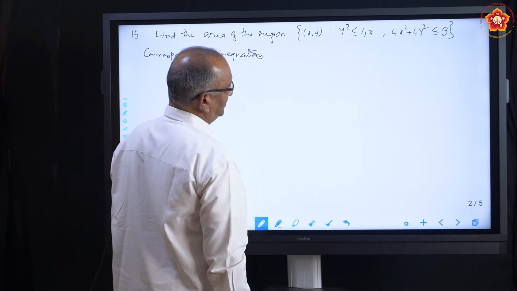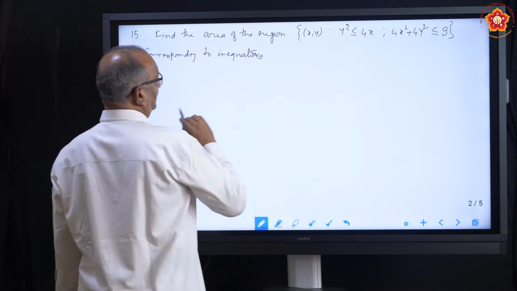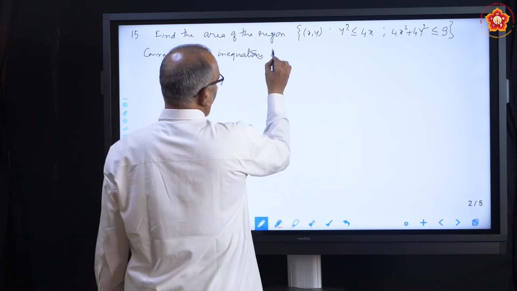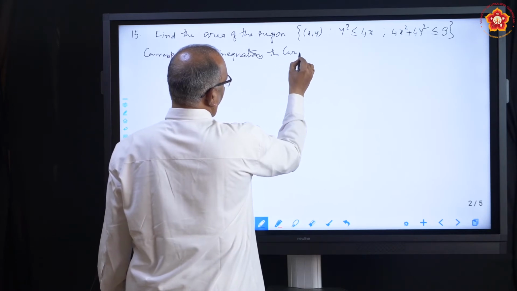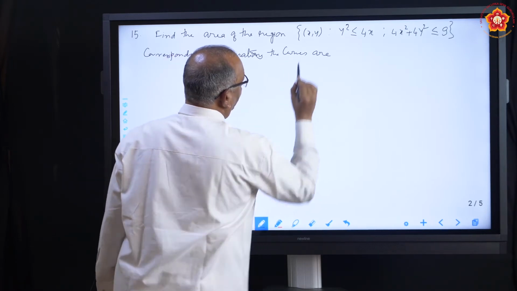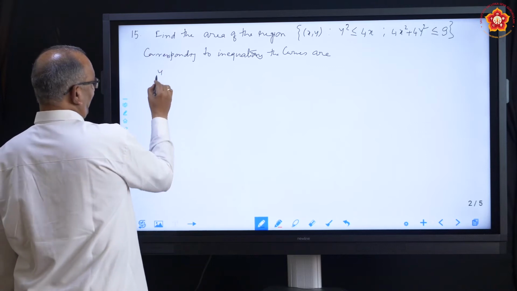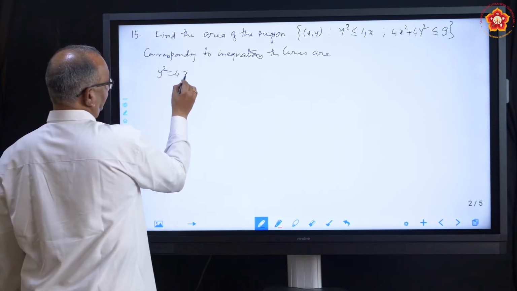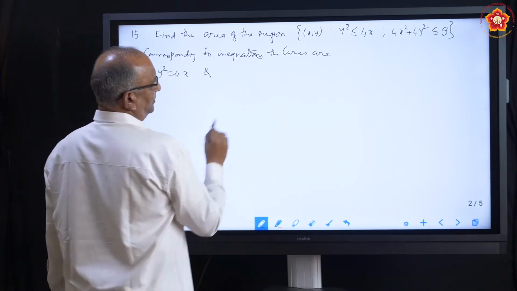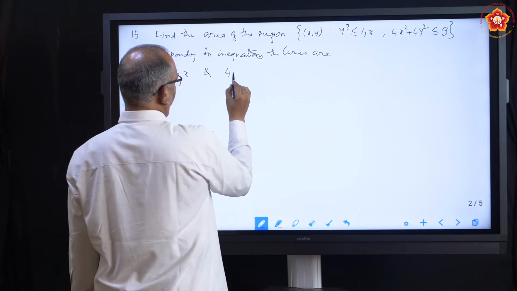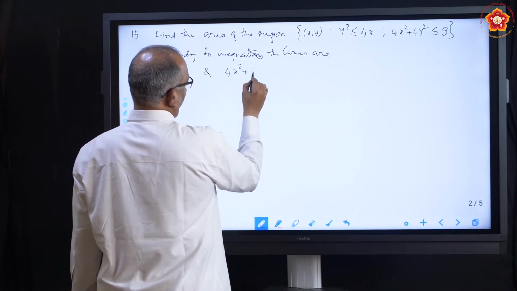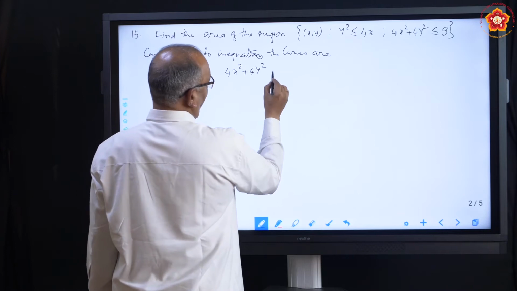Corresponding to the inequations, the curves are y square equal to 4x and 4x square plus 4y square equal to 9.